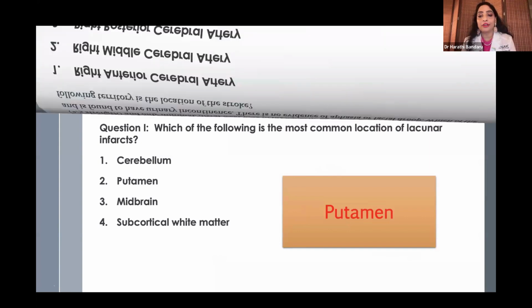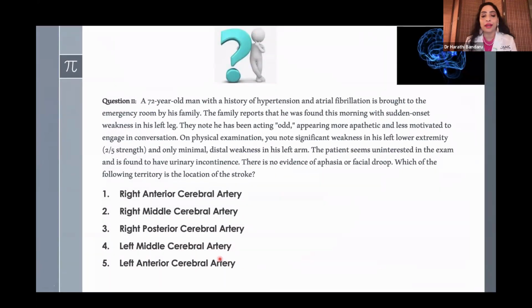Let's move on to the next slide. Putamen is the answer. As I told you, basal ganglia is the most common site. Let's read the second question. A 72-year-old with hypertension and atrial fibrillation is brought to the emergency room by the family with sudden onset weakness in the left leg. The patient is apathetic, with significant weakness in the left lower extremity compared to the left upper extremity, seems very uninterested, and has urinary incontinence. There is no aphasia or facial droop.